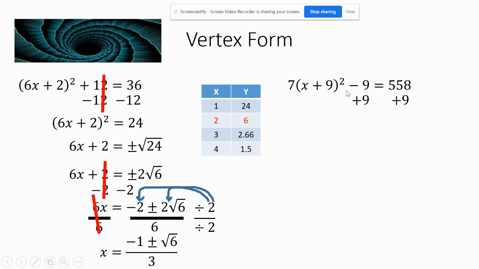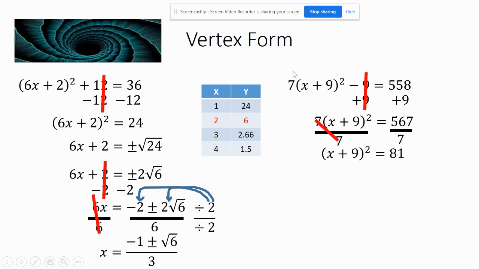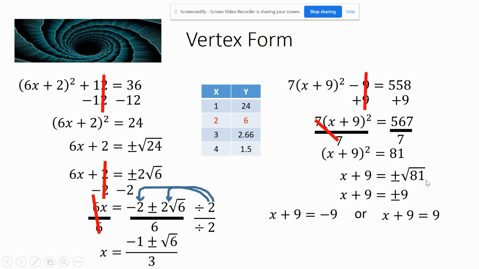So let's go over here and look at this other one. First, I want to add 9 first. And then what I'm going to do is I'm going to divide by 7 because the 7 is still on the outside like a coefficient. I'm going to keep working problems like I would normally until I get to the squared. Well, I have only a squared left, then I square root each side. Okay, square root of 81 plus or minus. Now don't forget you have two distinct answers. You have positive 9 and negative 9.